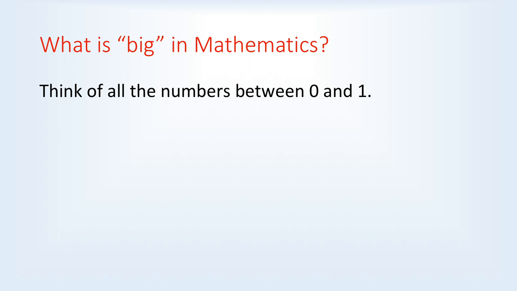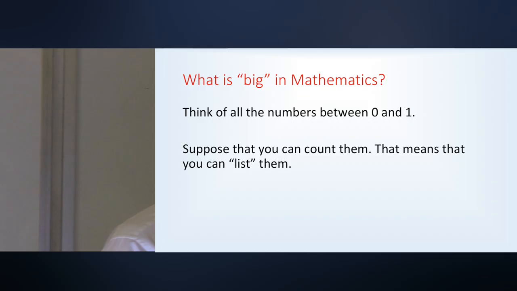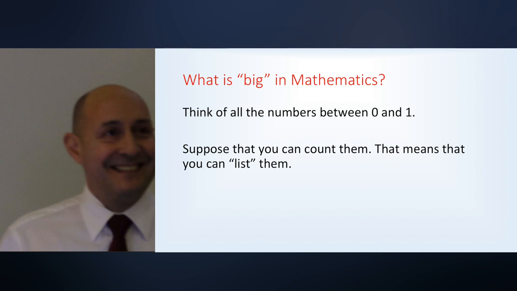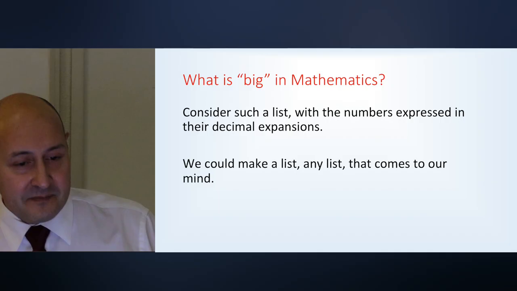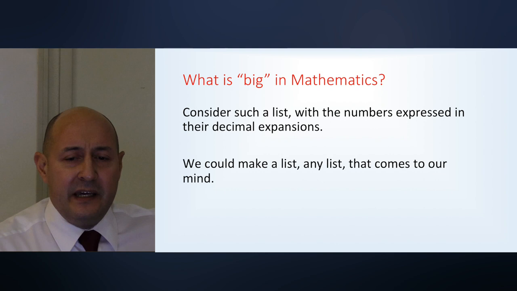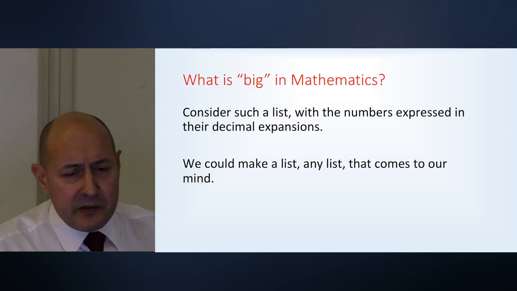So think of all the numbers between 0 and 1, all the decimals between 0 and 1. And we're going to make an assumption. Suppose that you can count them. And what does it mean that you can count? Well, it means that you can make a list: first number, second number, third number, and so on. So consider such a list, and we express these numbers in decimal expansions. We could make any list that comes to your mind. Each one of you could have a different order for the numbers.